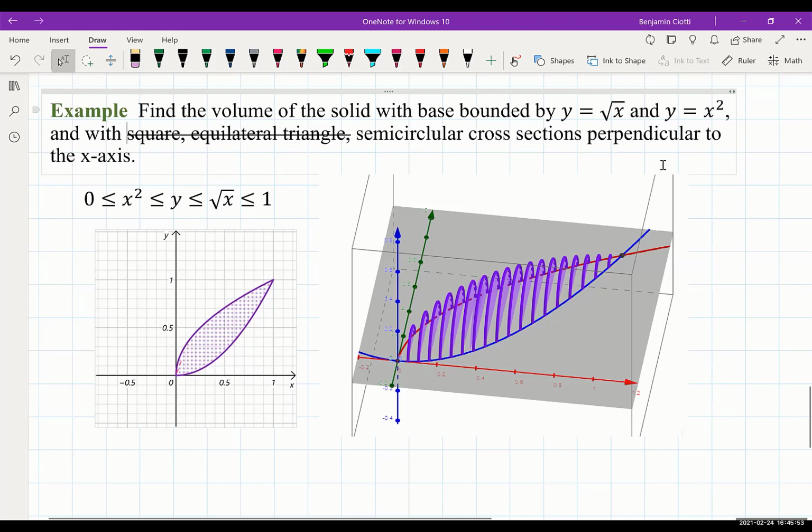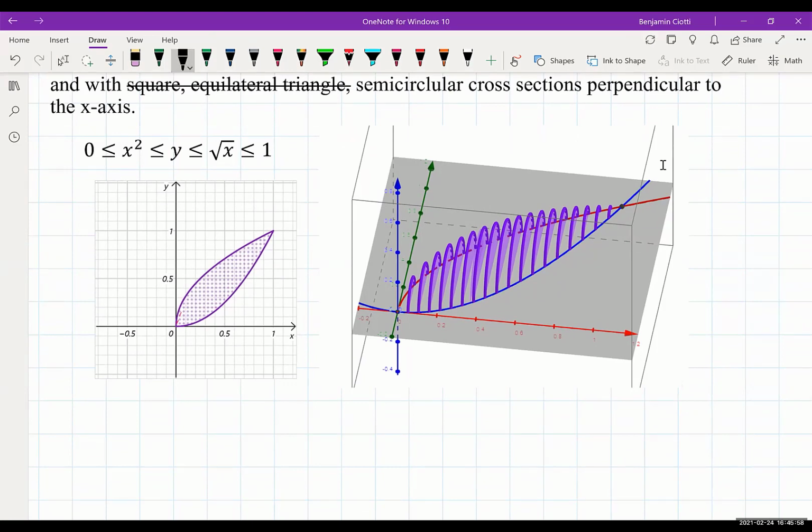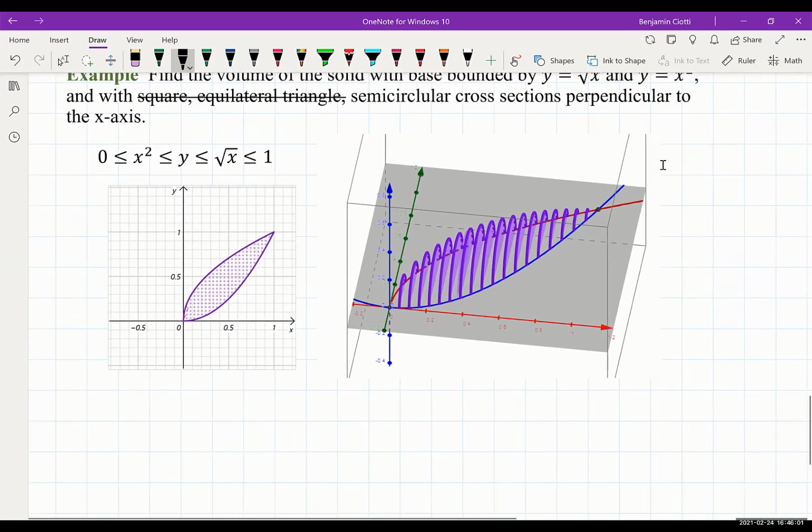We're doing this problem where the cross sections are semicircles. It might help to know what the area of a semicircle is. So let's say that this is a semicircle of radius r. In that case, the area will be 1/2 pi r squared. So if we can find what the radius of these semicircles is, then we can find their area.